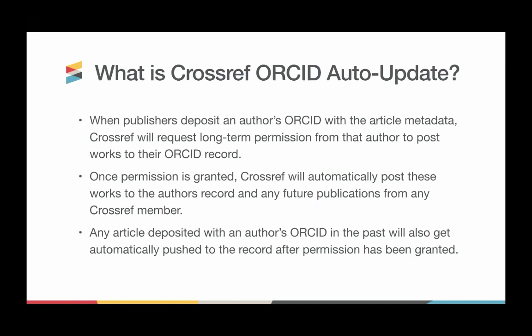The default thing that I would say is that it's a time saver and helps to populate your ORCID record if you allow this. But equally, we understand that there are instances where a researcher might not want to, and that's supported within this workflow. Once you do give permission, for any papers you give permission for, we'll post those works to the author's record, and future publications from any Crossref member. That could be from any of Crossref's 12,000 publisher members. So you don't have to go in and reauthorize it each time a different publisher wants to publish something that you've produced.